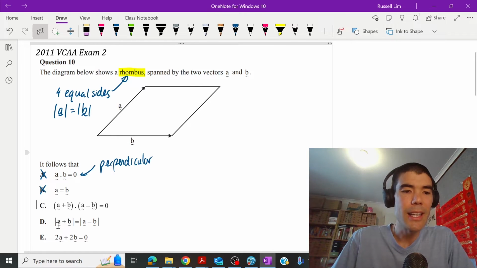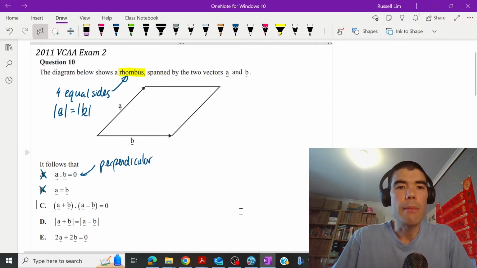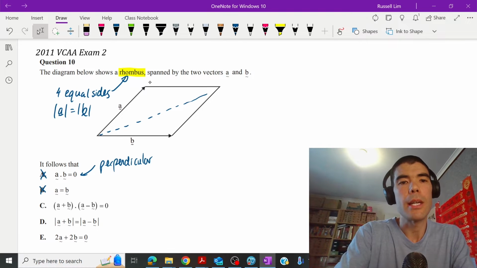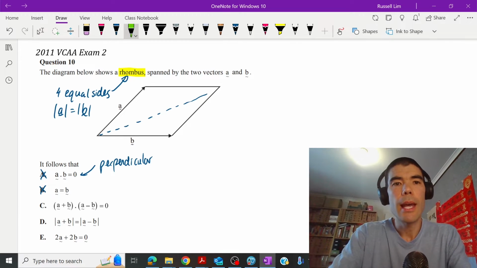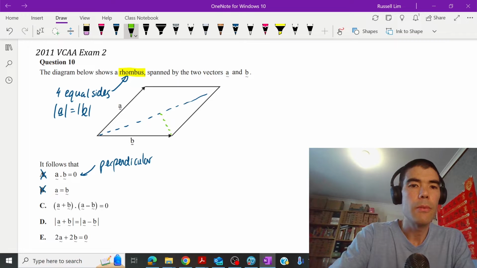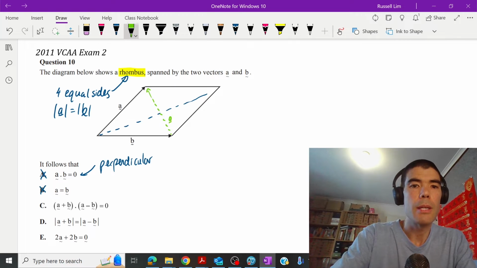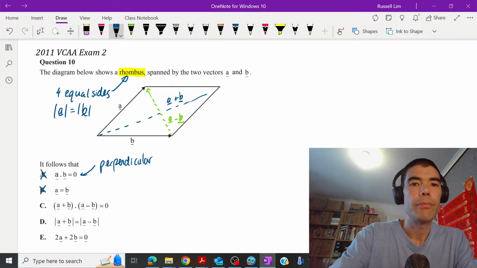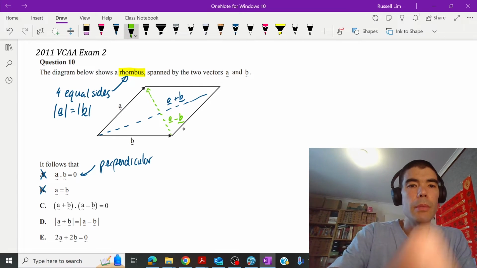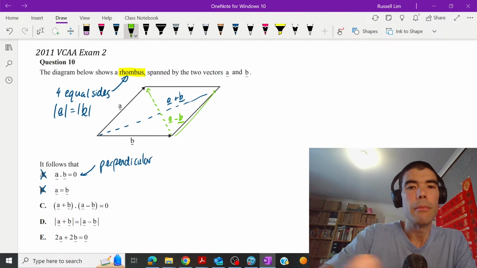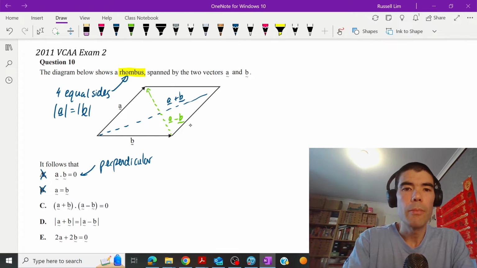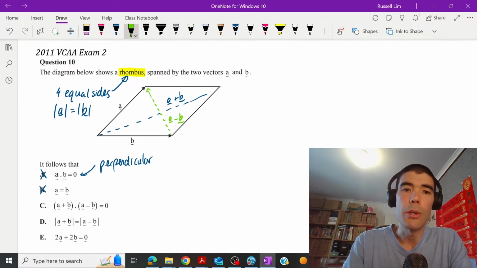D, the length of a plus b is equal to the length of a minus b. If we visualize, a plus b is going to be this diagonal here, and a minus b is actually going to be the other diagonal. This is a minus b. This is a plus b. Because this is a here, minus b. So this is a minus b. Those lengths don't look equal. Again, unless this is a rectangle, those lengths are not going to be equal.